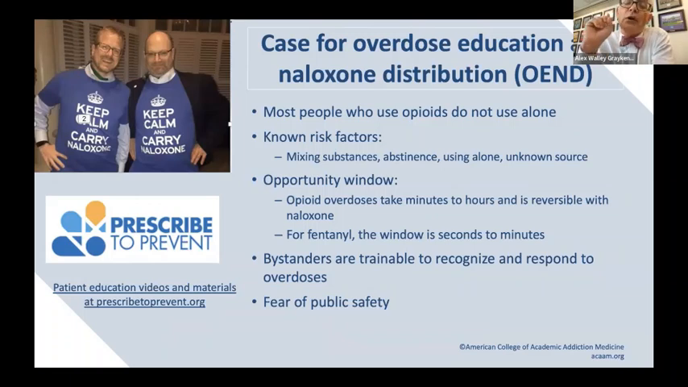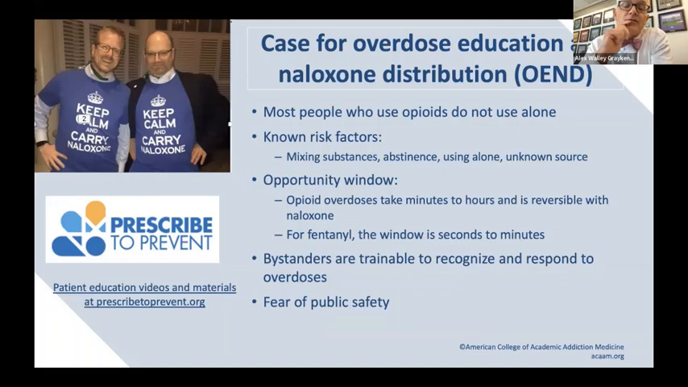Now that's the old opioid overdoses. With fentanyl, this window has narrowed. Instead of minutes to hours, overdoses evolve over seconds to minutes. So there's still a window to intervene, but it's narrower. And that's really the reason why we see more overdose deaths with fentanyl.